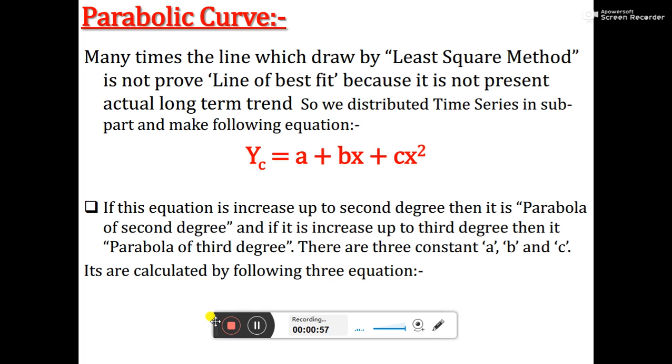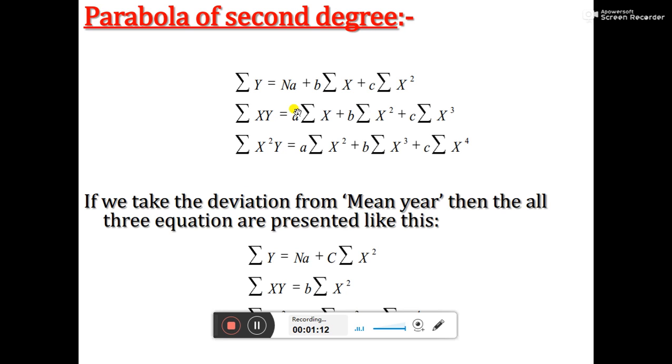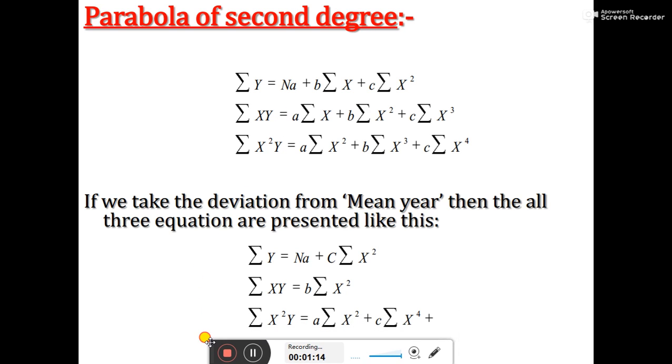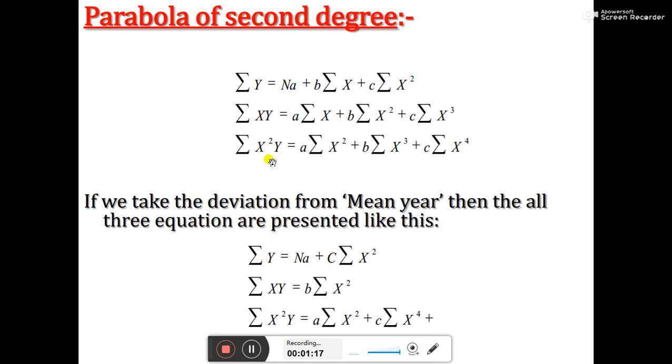If this equation is increased up to second degree, then it is called a parabola of second degree. If it is increased up to third degree, then it is a parabola of third degree. There are three constants a, b and c. They are calculated by the following three equations. Using these equations, we need to calculate the values of a, b and c. If we take the deviation from the mean year, then all three equations are like this. If we deviate from the mean year by some other year, then the change will occur in these equations.